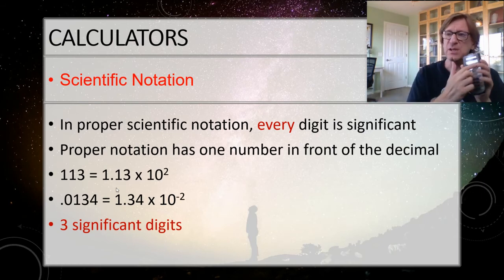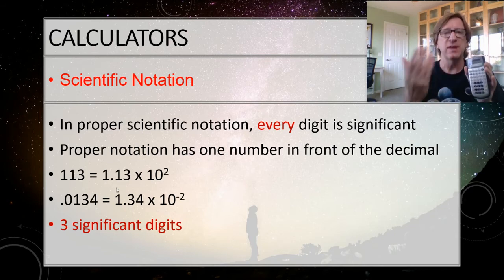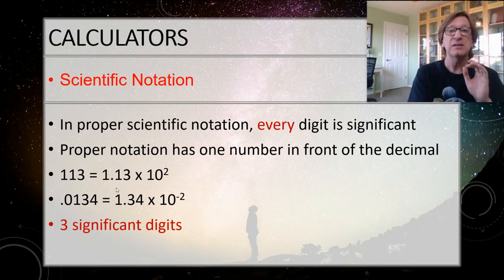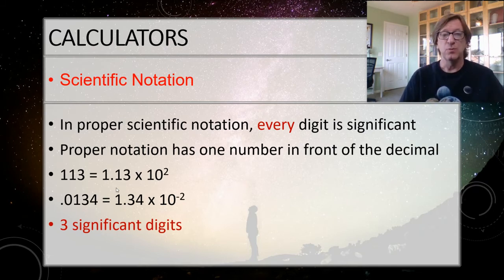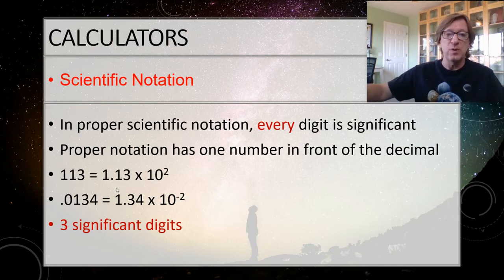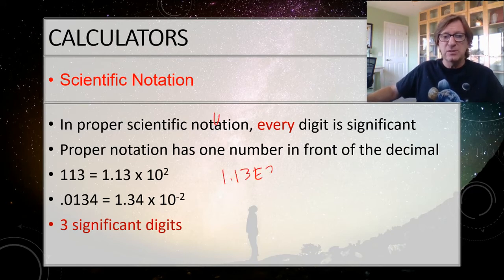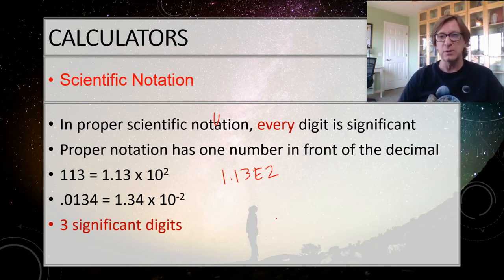So on some calculators, it'll say 1.13 E2. That's fine too. It means the same thing. That E means times 10 to the. In Smart Sparrow, when you're putting in a number in your labs and in your assessments, you need to use the E. So you would type this in as 1.13 E2. It actually doesn't matter if it's a capital or a lowercase e.